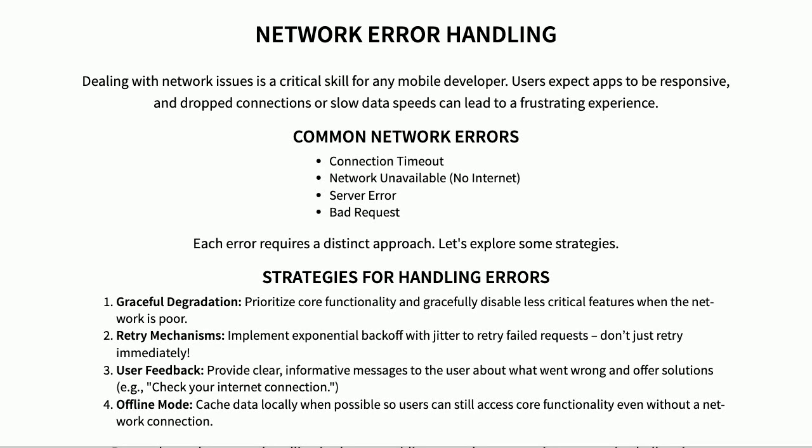Okay, let's talk about something really important for mobile apps: how to handle network errors. It's super common for users to lose their internet connection or have slow speeds, and that can totally throw off your app. We need to anticipate these problems and build in ways to deal with them gracefully. First, there are a few common types of network errors, things like timeouts, no internet at all, or server issues. Each one needs a different response. We'll cover some key strategies, including prioritizing essential features, using retry mechanisms that don't just spam the request, giving users clear feedback about what's happening, and even allowing your app to work offline when possible by caching data locally. Basically, good error handling makes your app more reliable and user-friendly.